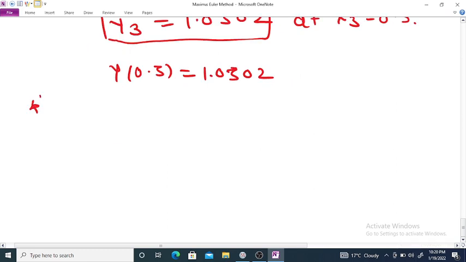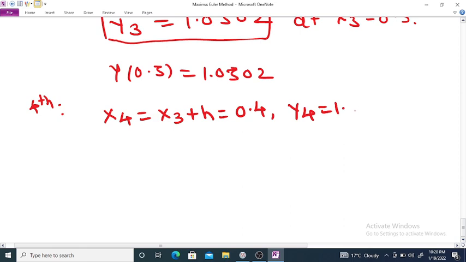Next, the fourth iteration. x4 is equal to x3 plus h, so it is equal to 0.4. For y4, we have calculated the value using the previous iteration, y3 is 1.0302, and h is equal to 0.1. So y4 is equal to y3.